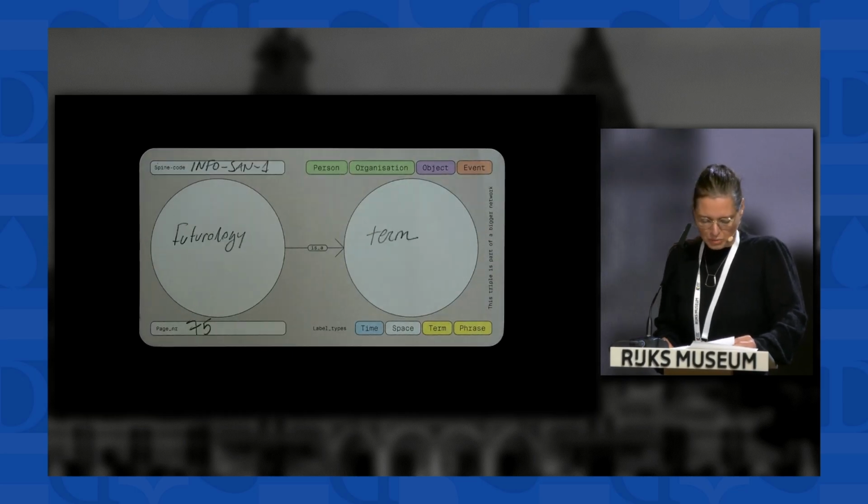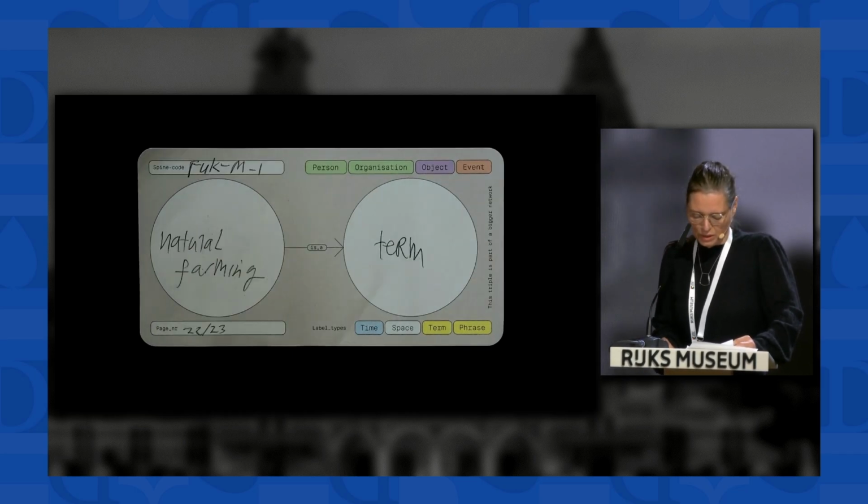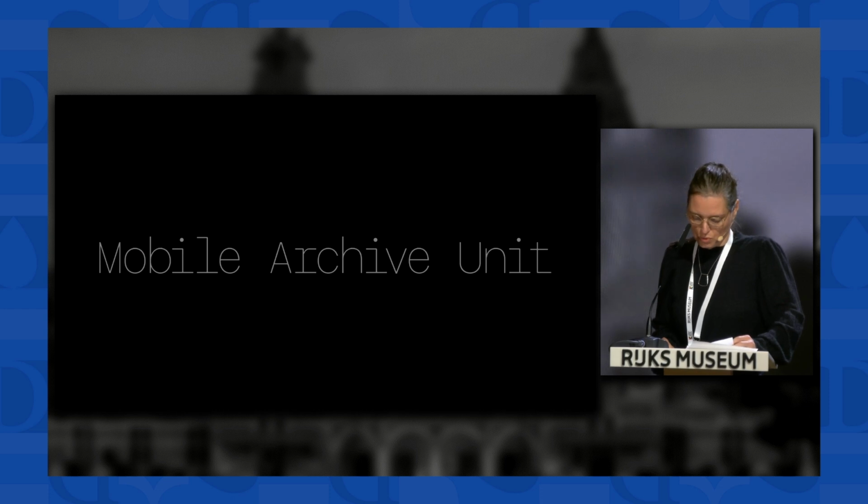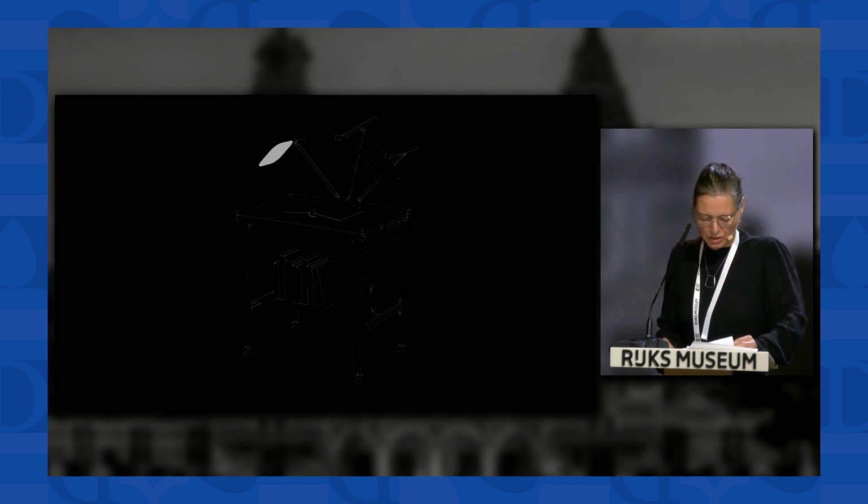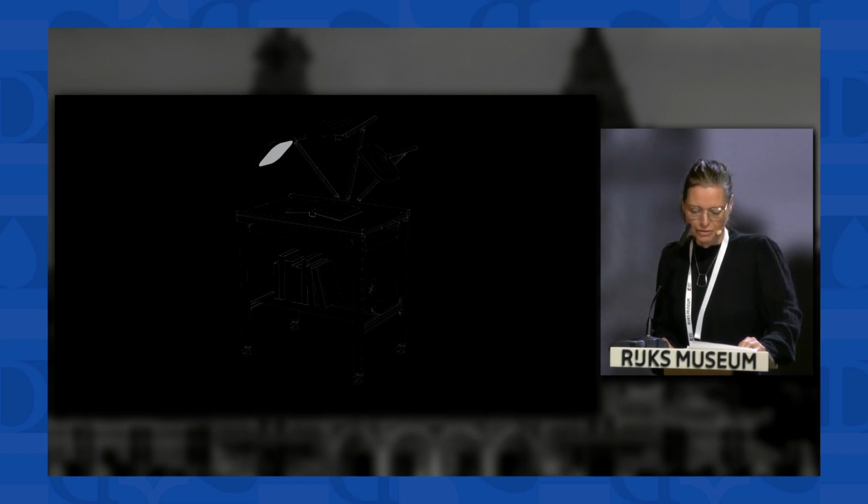Another common assumption is that everything is already online, which is not true. Most things at the Apple and at the Stedelijk are not digitized and cannot be found online. To facilitate digitization, we made a mobile archive unit. It's a library trolley with lights, an RFID reader, and a mobile application that knows the database of the collection.